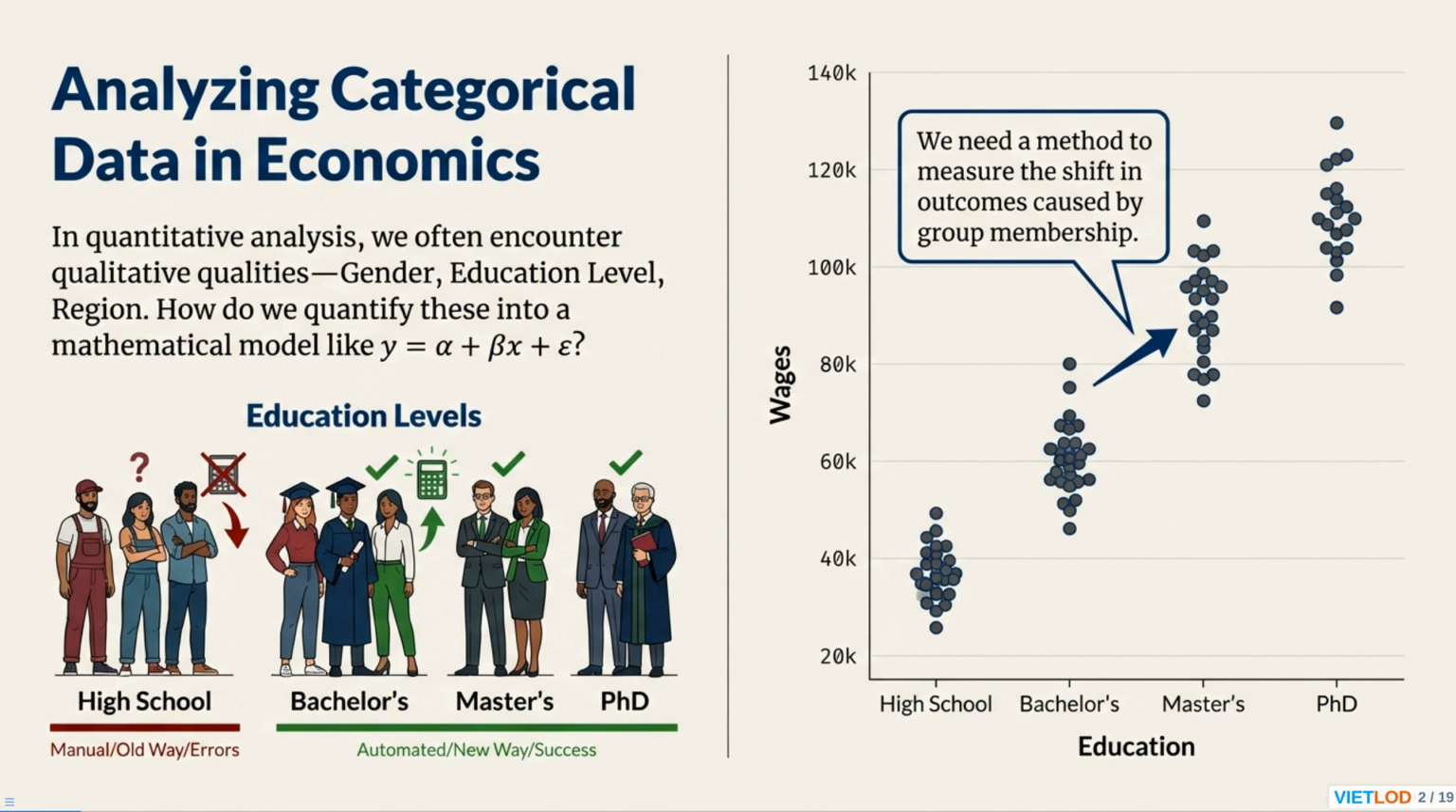Notice how the groups shift vertically as education increases. We need a robust method to measure this shift in outcomes caused by group membership. While old manual methods often led to errors, modern automated approaches provide a reliable way to model these transitions from high school through to a PhD.